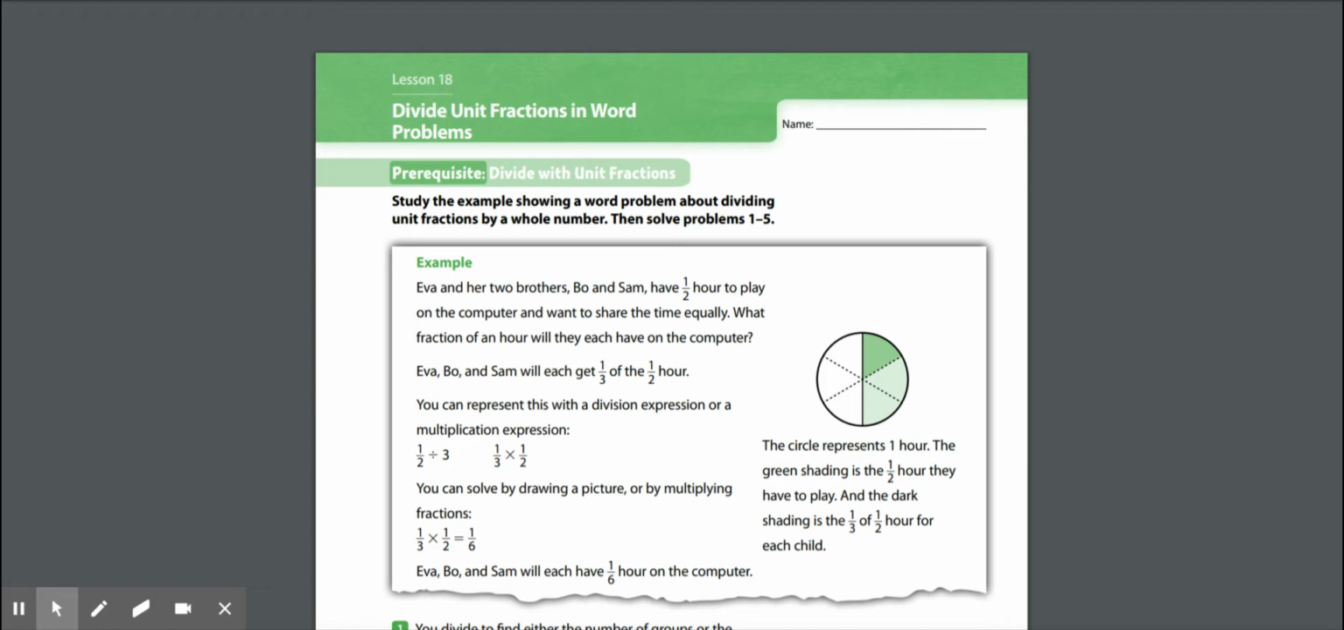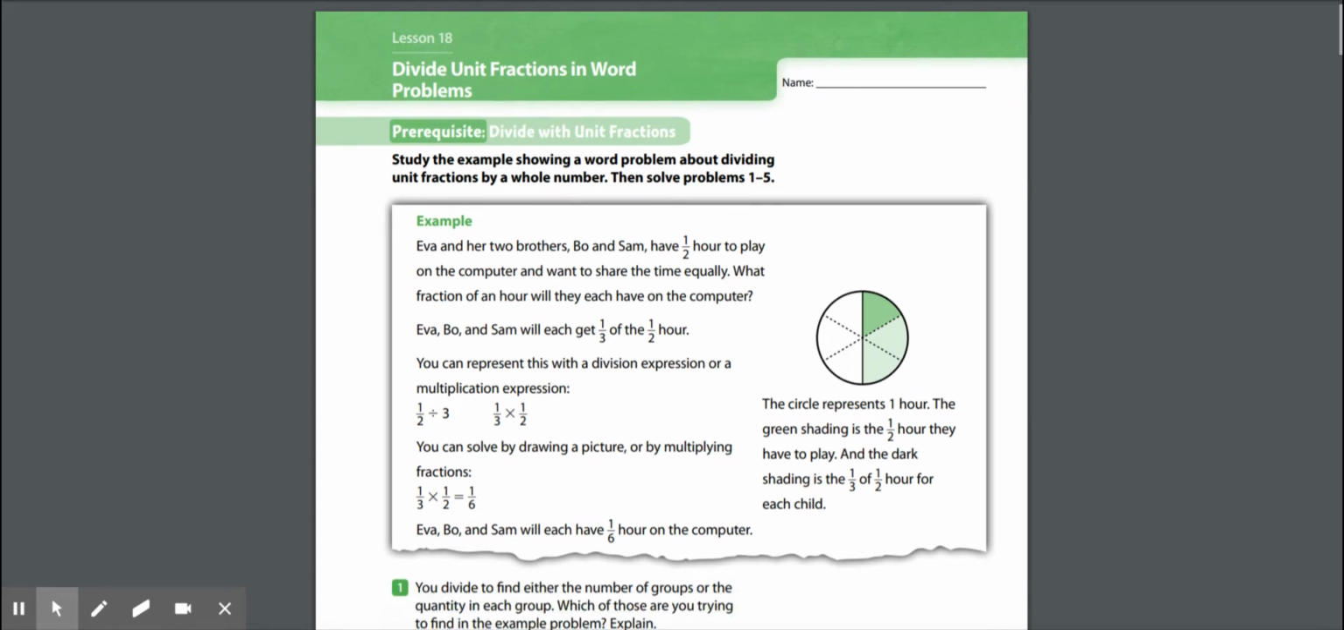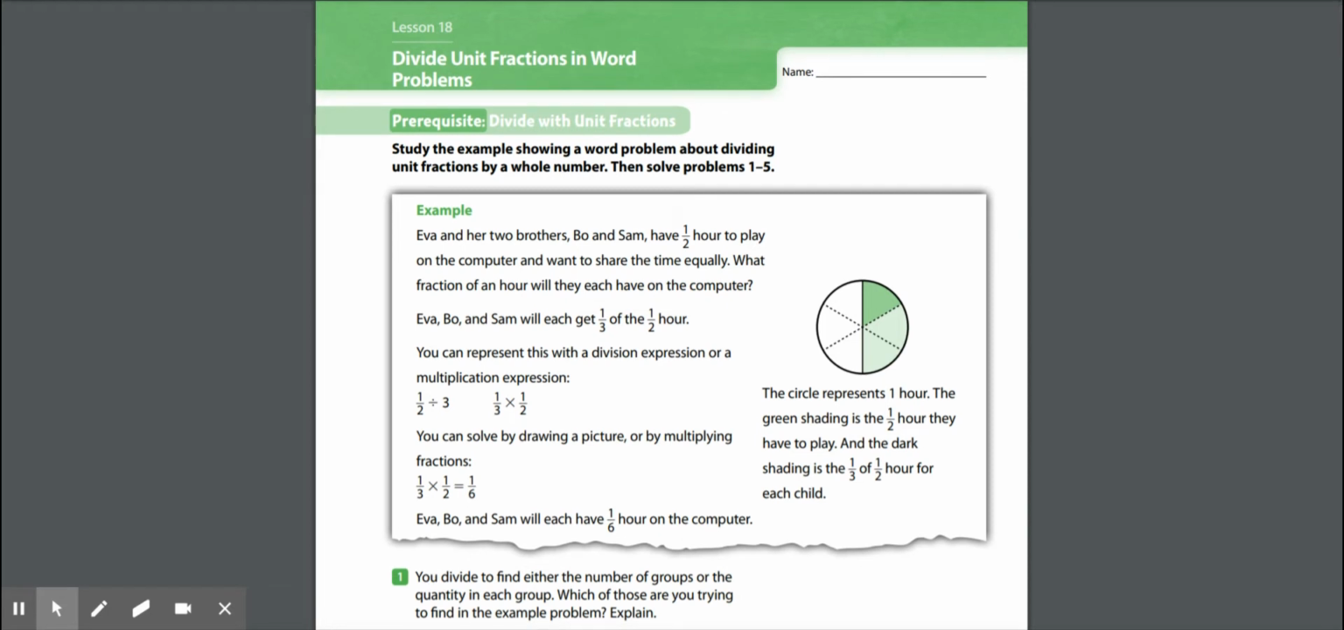I apologize. I have tried so hard to use Notability, and I just keep hitting wall after wall. So we're going to try Screencastify again, and I will get this figured out one way or the other.